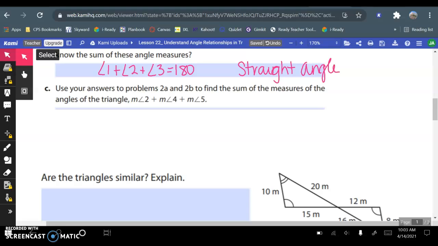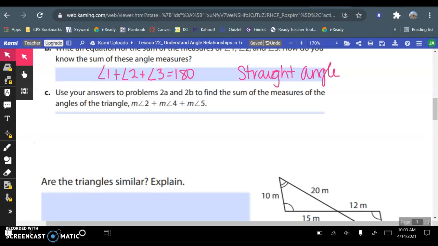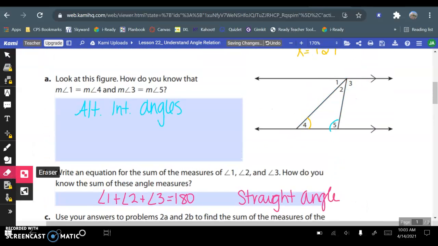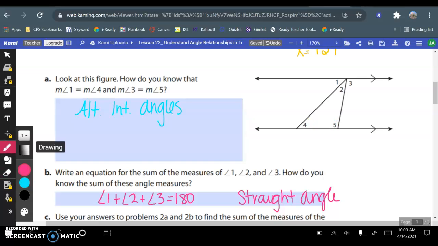And then C, use your answers from problems 2A and 2B to find the sum of the measures of the angles in the triangle 2, 4, and 5. So I'm going to erase everything that I wrote on here. And if I added 2, 4, and 5 together, what would I get?